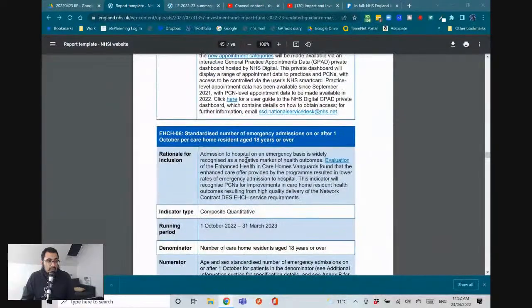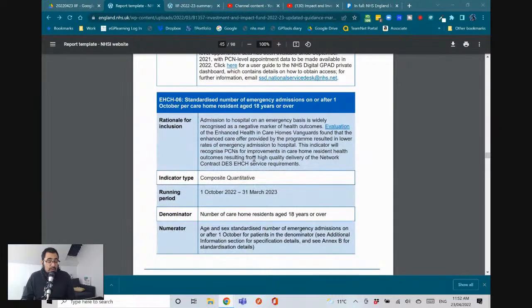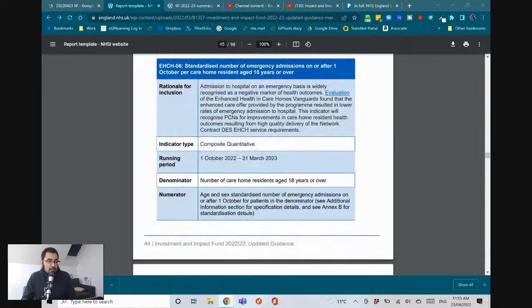But then this one talks about admissions in terms of a composite quantitative criteria. So basically, this is slightly different. So important to recognize this one. It is a composite quantitative one. So it's about the level of shift that you've done from previous years. This is based on the 1st of October to the 31st of March. So it's not for this first 6 months. But this is the potential time that you need to be making some of those changes to try and prevent the admissions from happening. So you've got a bit of time to do that.